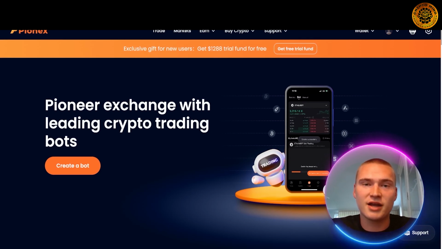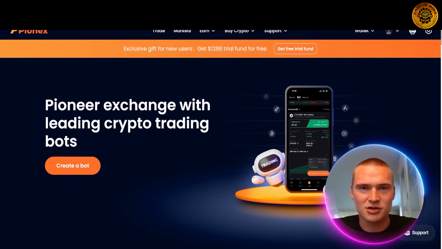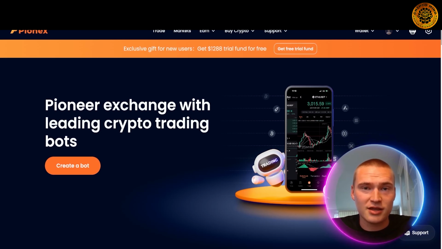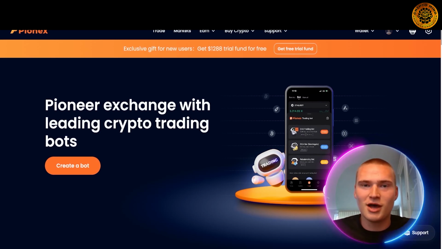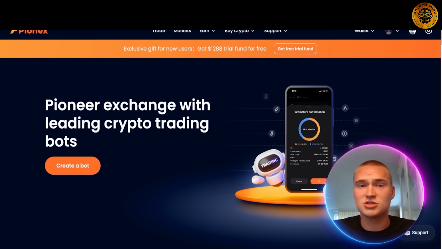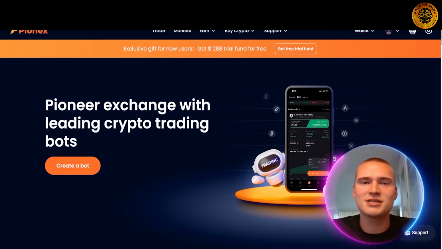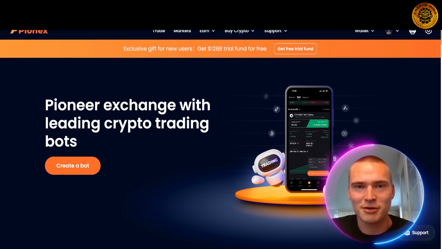Apart from that, Pionex is also trustworthy. It has over $1 billion in volume per day over the last 24 hours, for example, and it's also fully certified and regulated in countries like Singapore and the United States. So this is not some exchange you're trading on, it is actually one of the biggest ones out there. So now let's actually check out how to create that grid trading bot for yourself.